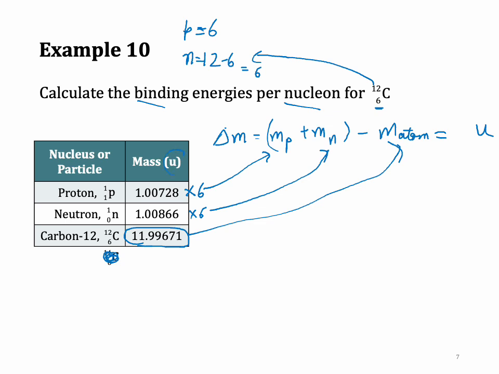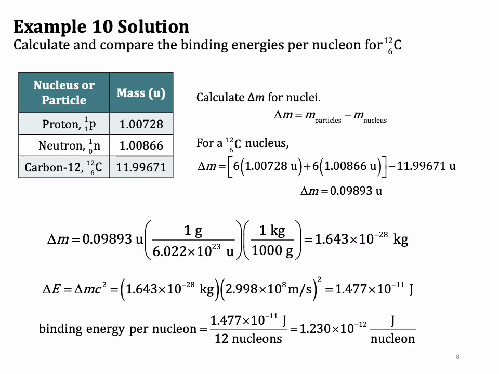You can see right here, this is the unit U for the mass. Okay, then the next step is we have to convert this U into kg, because remember, delta E is delta m c square. This delta M needs to be in kg. How would we convert this to kg? This is a very simple formula.